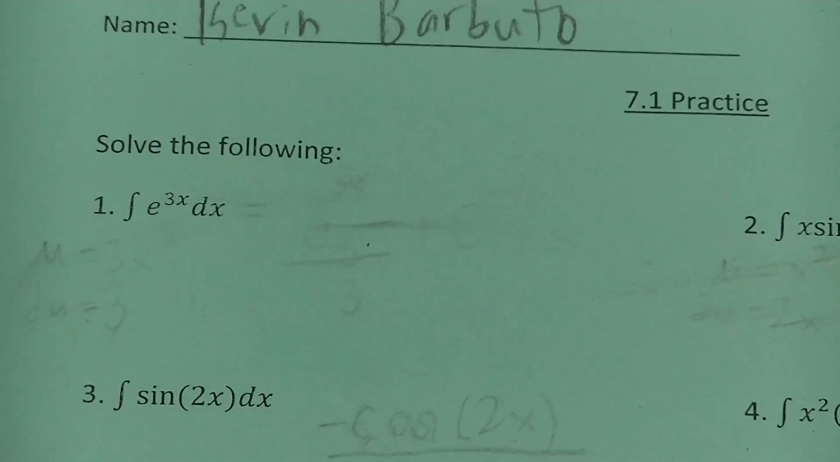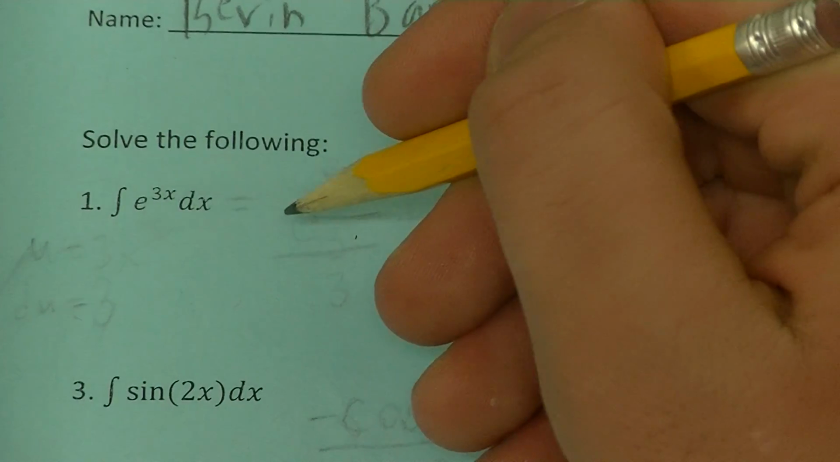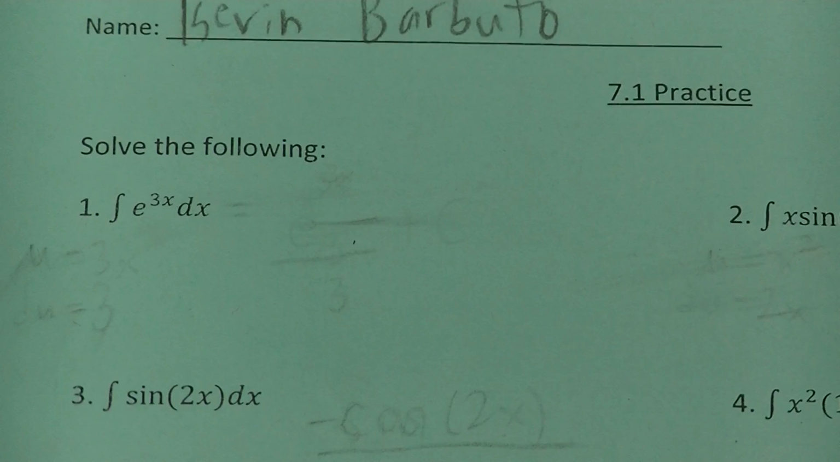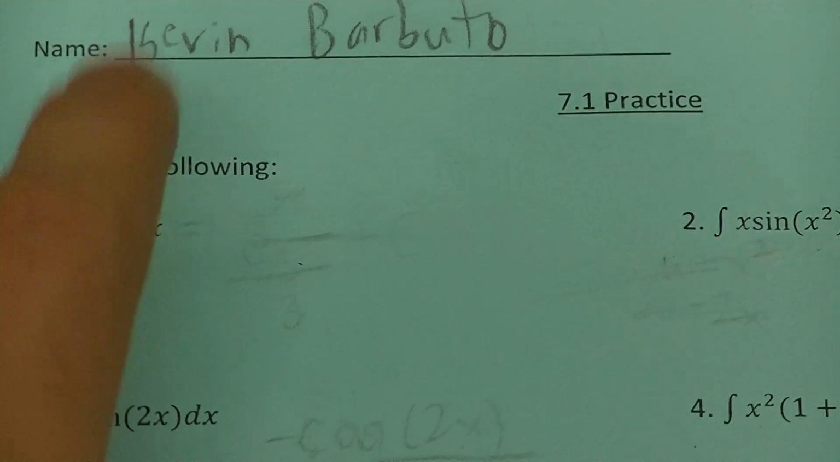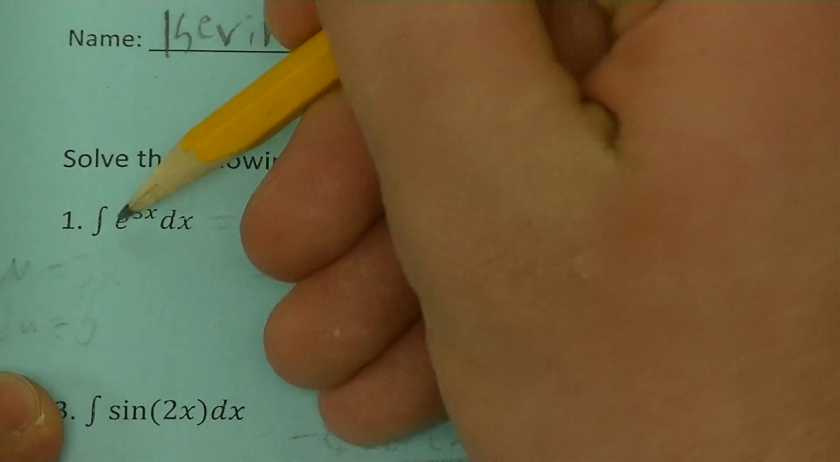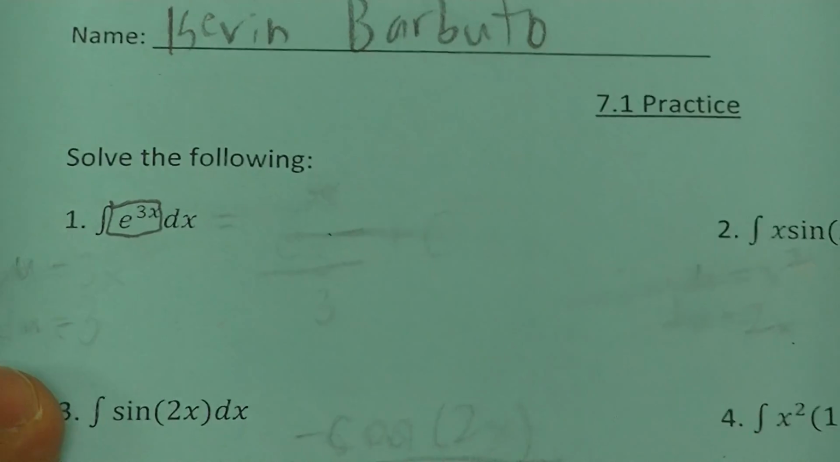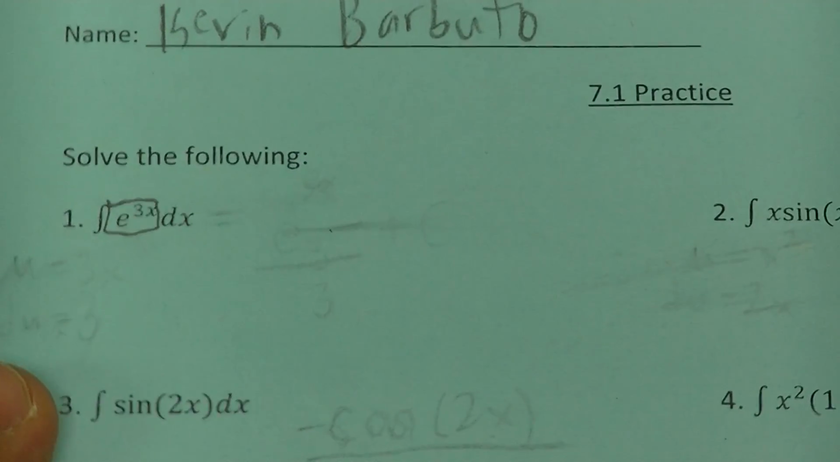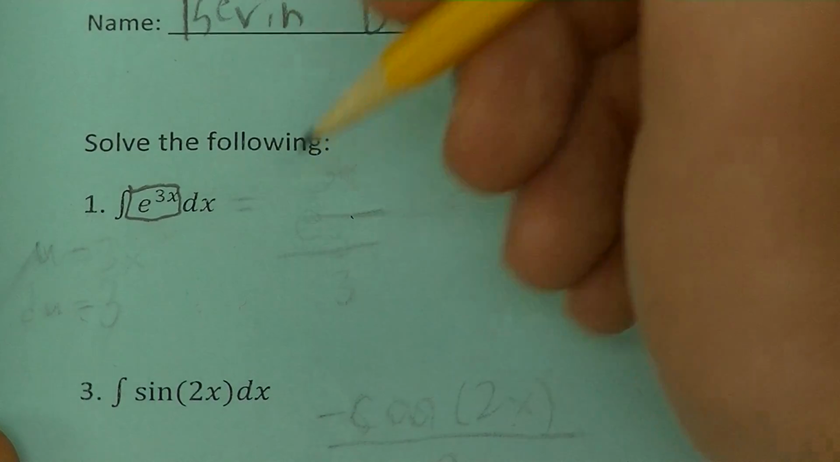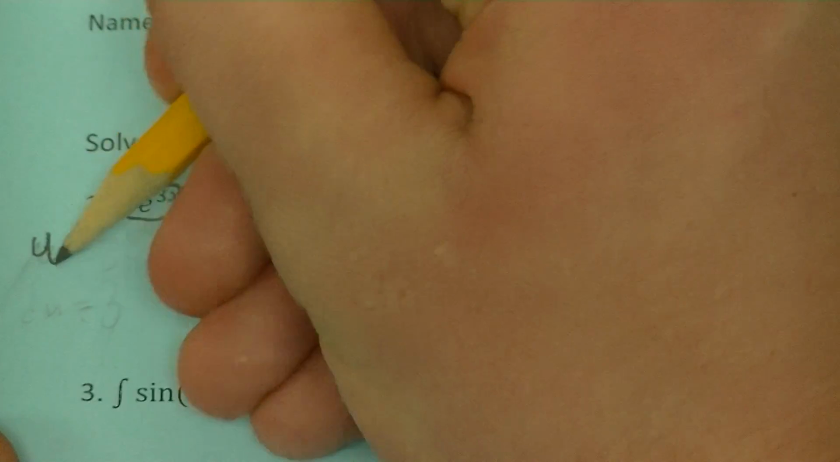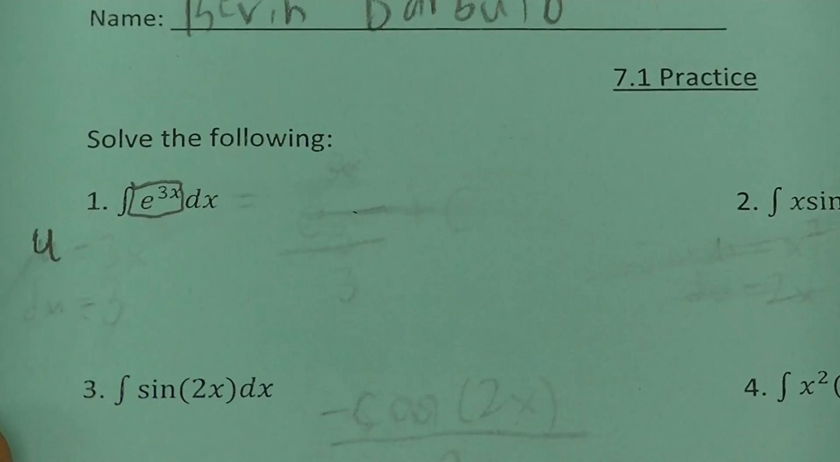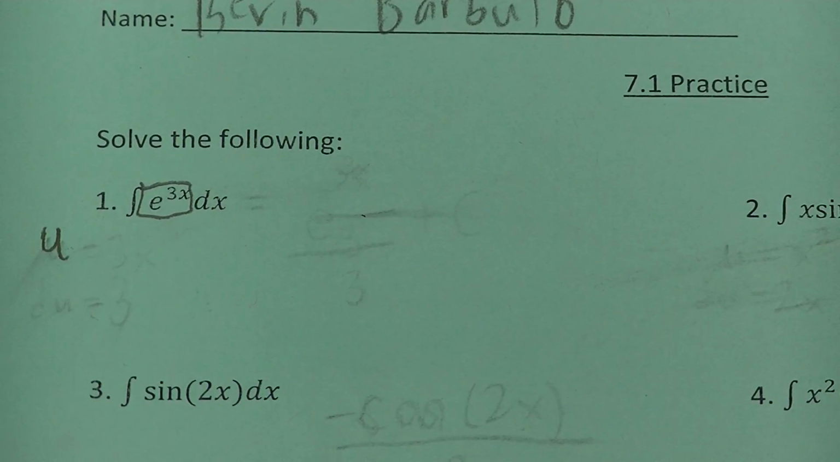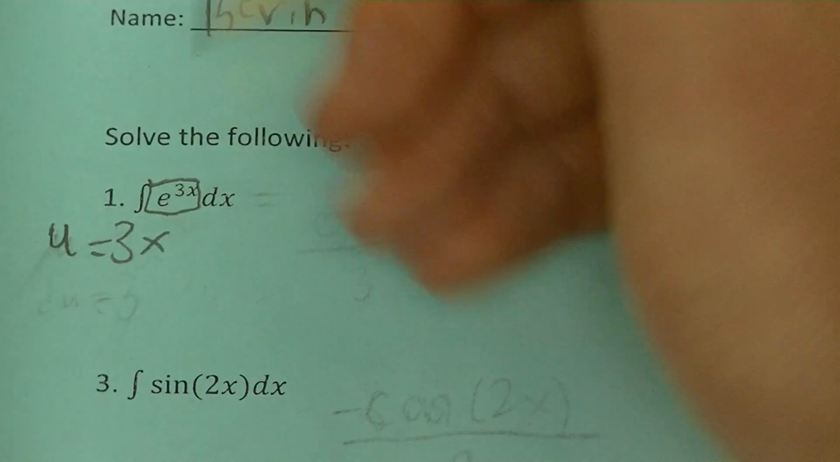With this first question here, e to the 3x. In this very simple integrand, an inner function is pretty obvious. The most obvious choice seems to be the 3x right here. So let's pick that as our u, the variable that we're subbing in. Let's say that u is equal to 3x.